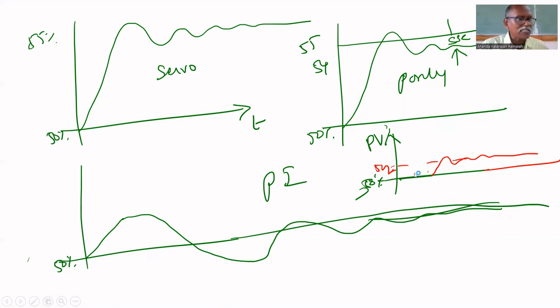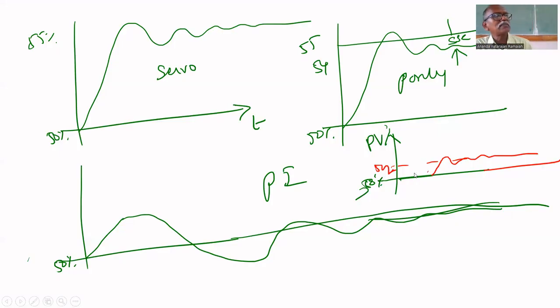This is your second experiment. The third experiment is modeling, tuning, and closed loop control of a slow process.